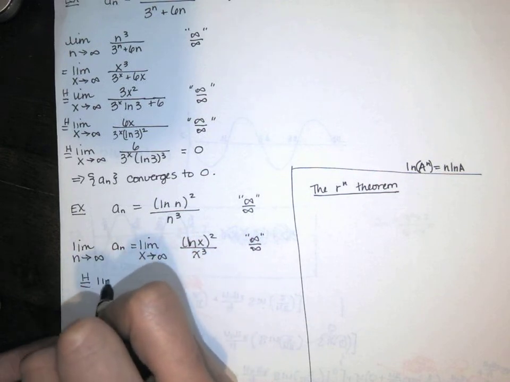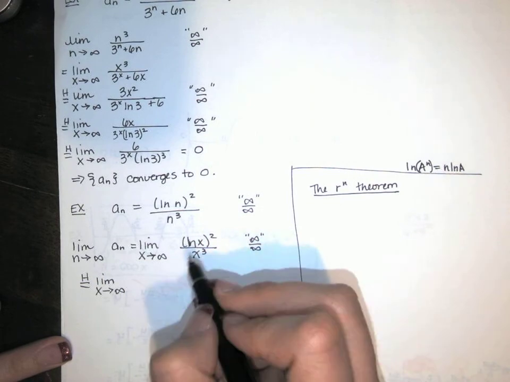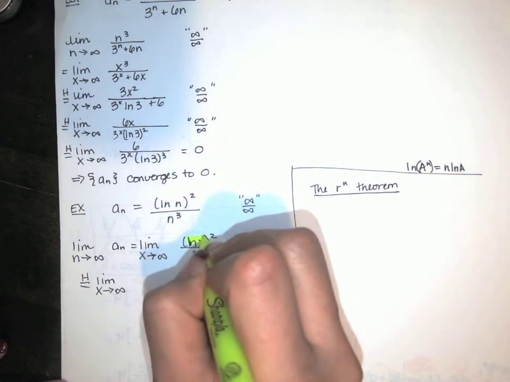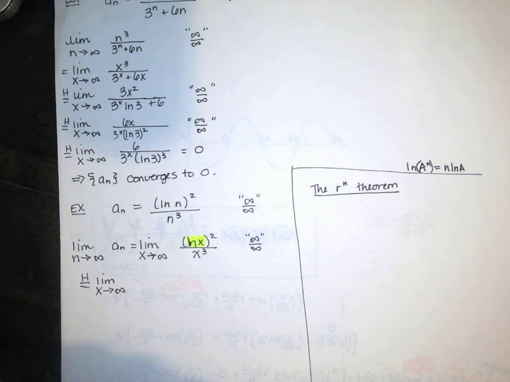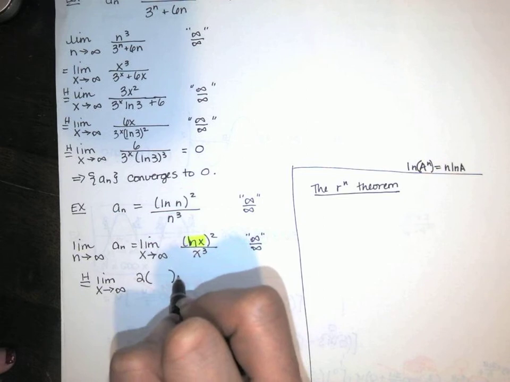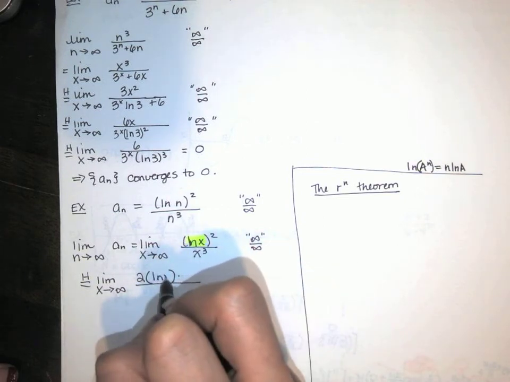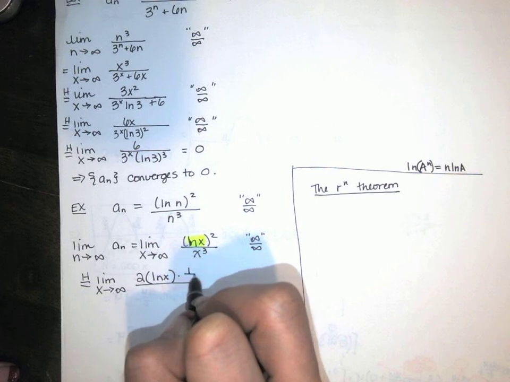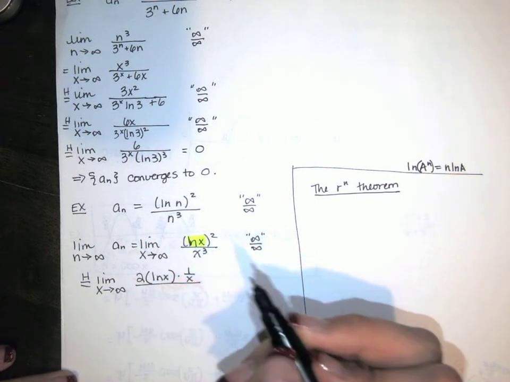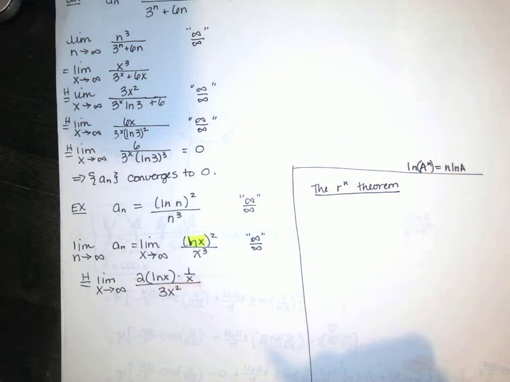So according to L'Hopital's rule, I take the derivative of the numerator. That requires the chain rule because I have this function inside the squaring function. The derivative of something squared is 2 times that something times the derivative of the inside. Well, the something is natural log, and the derivative of natural log of x is 1 over x. And then let's divide by the derivative of x cubed, which is 3x squared.